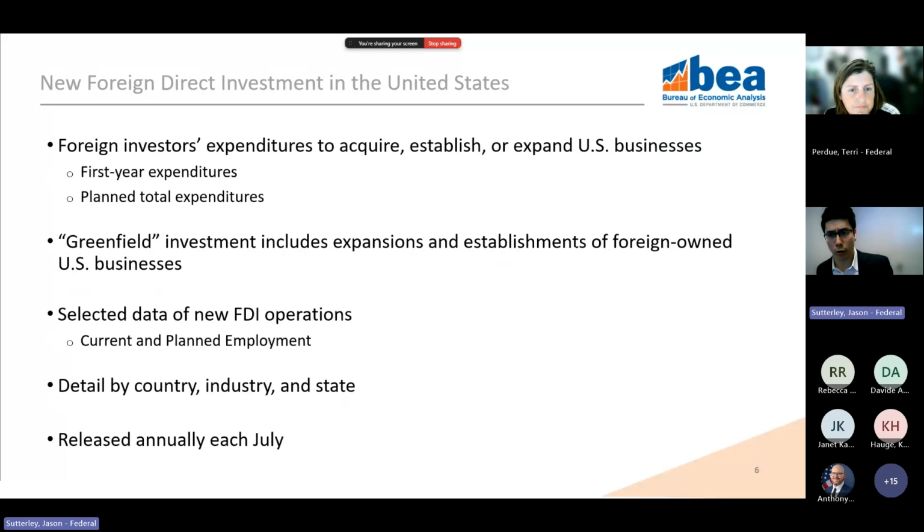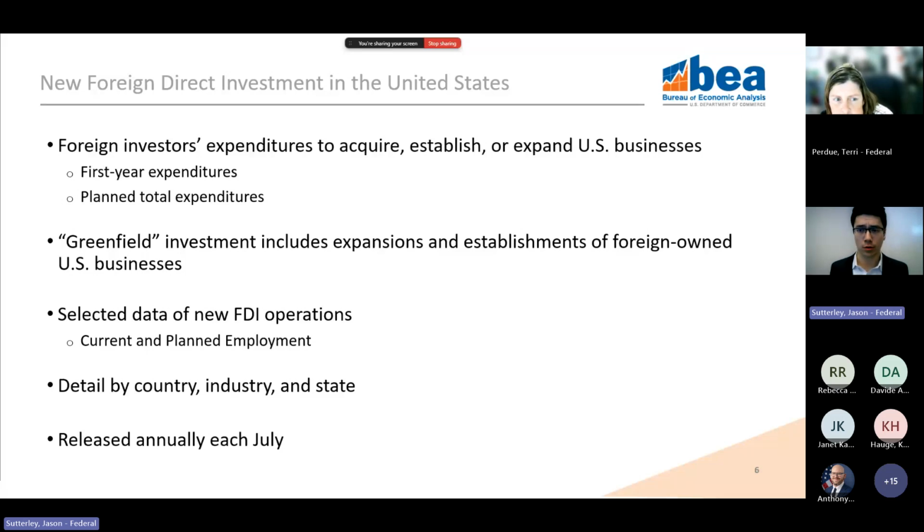Thank you, Terry. So our new foreign direct investment in the United States measures foreign investors' expenditures to acquire, establish, or expand U.S. businesses. Each individual acquisition, establishment, and expansion must be reported. When we talk about expenditures, we break them into two major categories: first year and planned total expenditures.